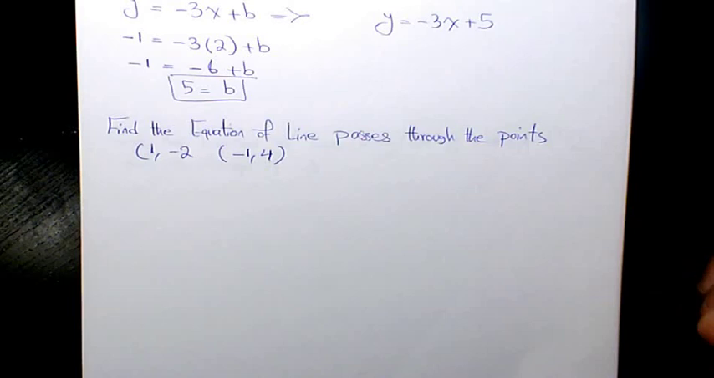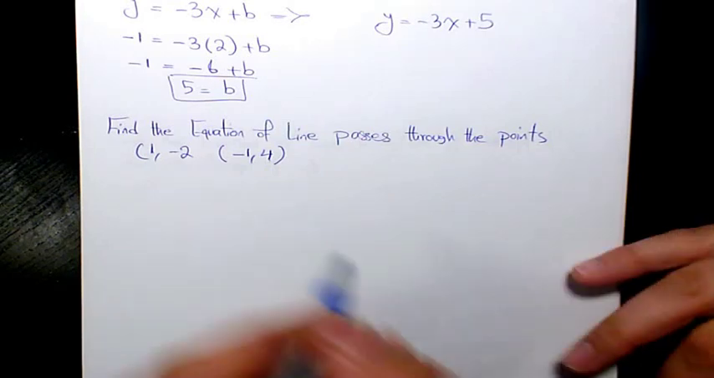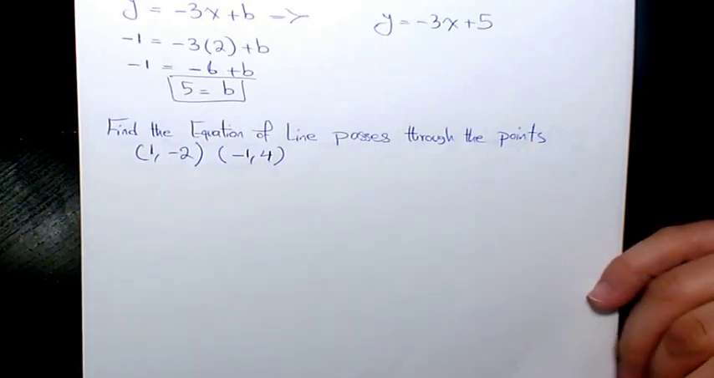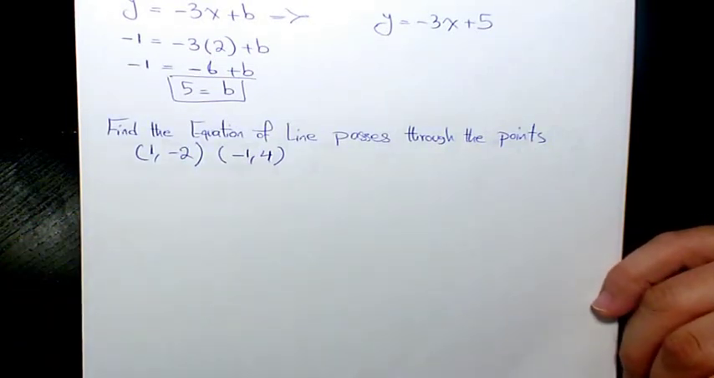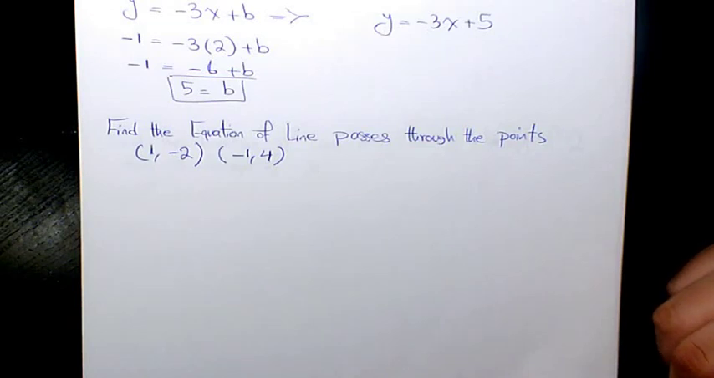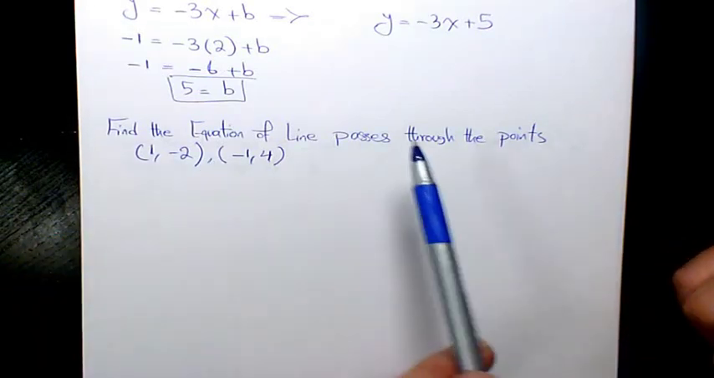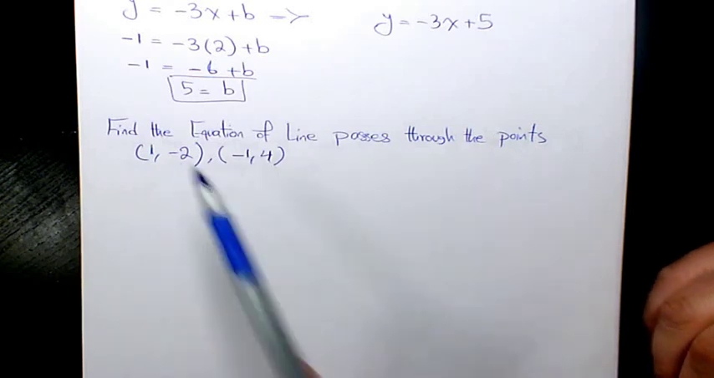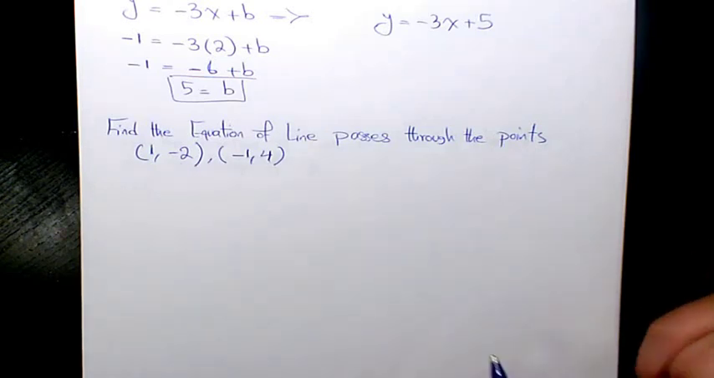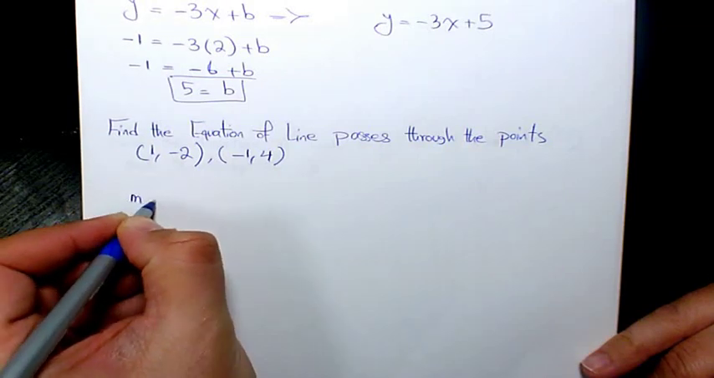Next one, it says find the equation of line passes through the points. So we have 2 points in here, and we need to find out the equation of line. As you've seen so far, we were talking about finding equation of line, and in all these 3 previous questions, slope was given. But here, we don't have any information about the slope. Instead of having slope and a point, we have 2 points here. So we need to find out the slope first.